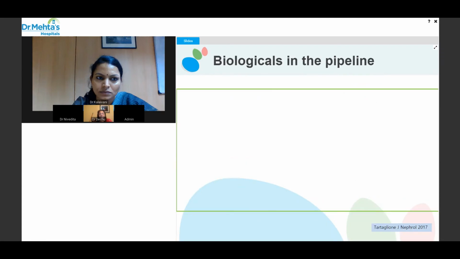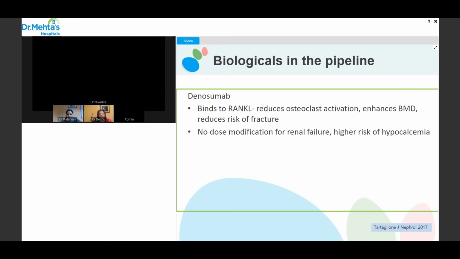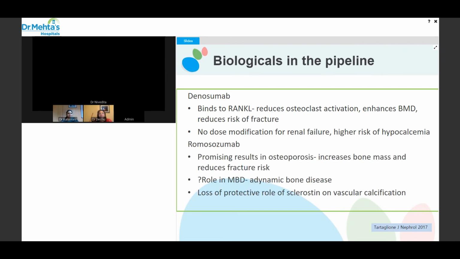Some biologicals are in the pipeline, and these are again extrapolated from use in osteoporosis in adults. Denosumab, which binds to RANKL and reduces osteoclast activation, and romosozumab, which is having promising results in osteoporosis and may find a role in CKD because it inhibits sclerostin and may be used in the treatment of adynamic bone disease, are the new biologicals to look out for.